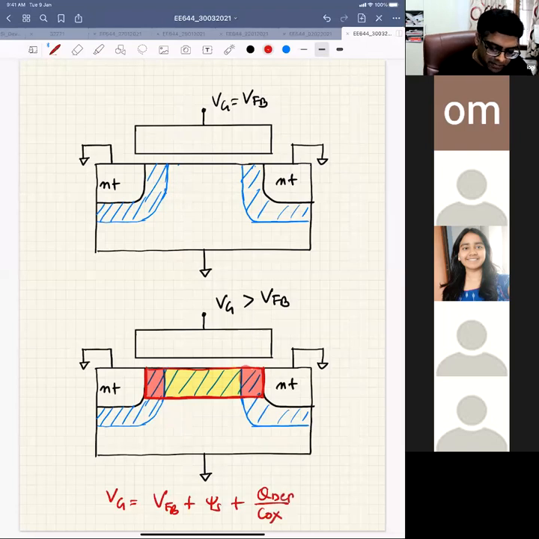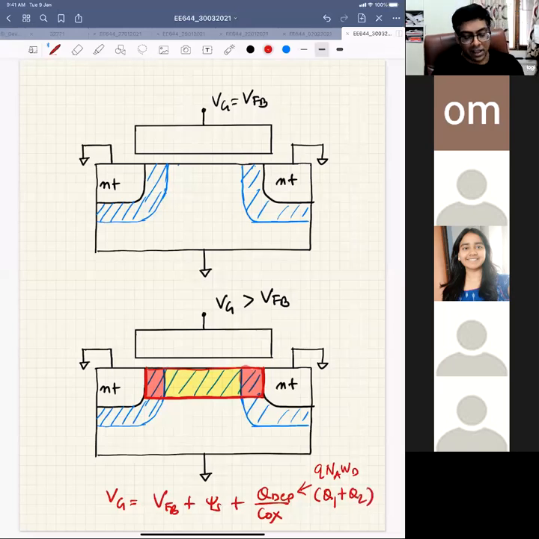This Qd is nothing but q Na Wd, but it contains both components. Let's say the red portion is Q1, so Qd is Q1 plus Q2, where Q2 is the yellow portion. When the gate length is very large, the depletion width will be hundreds of nanometers, let's say 50 to 100 nanometers.